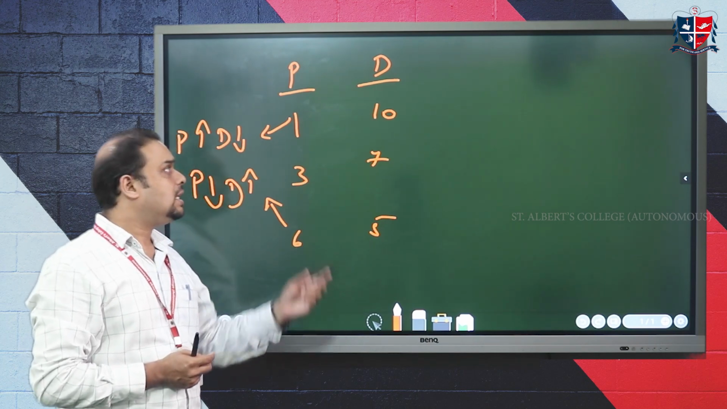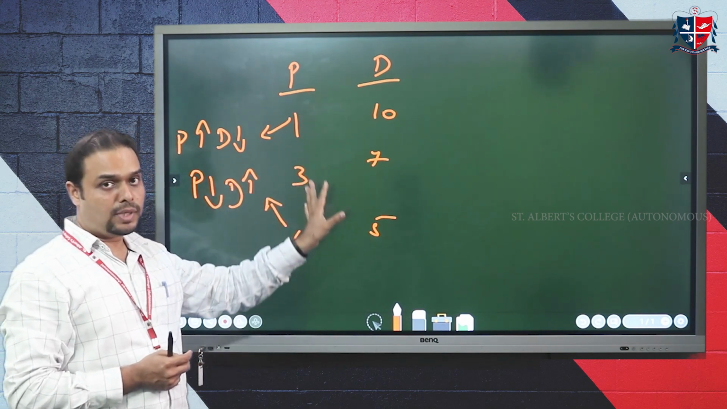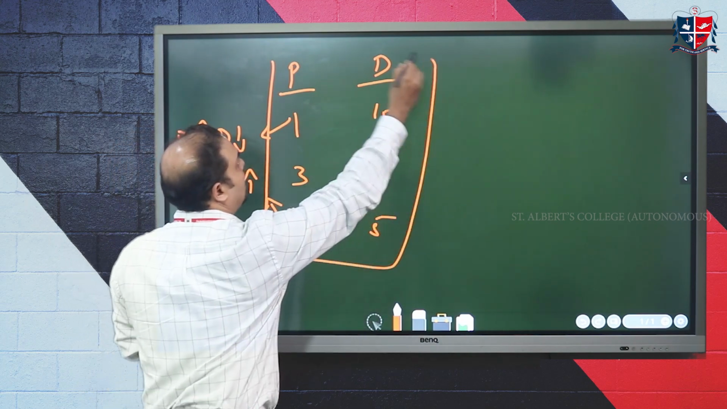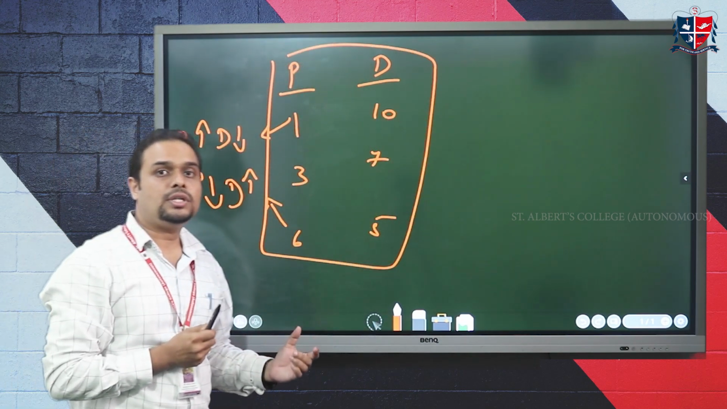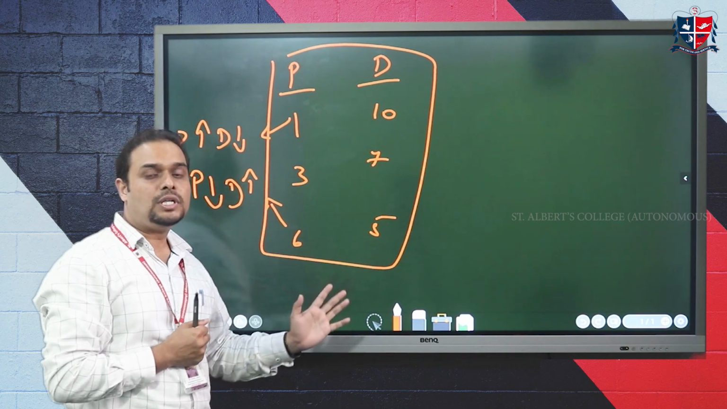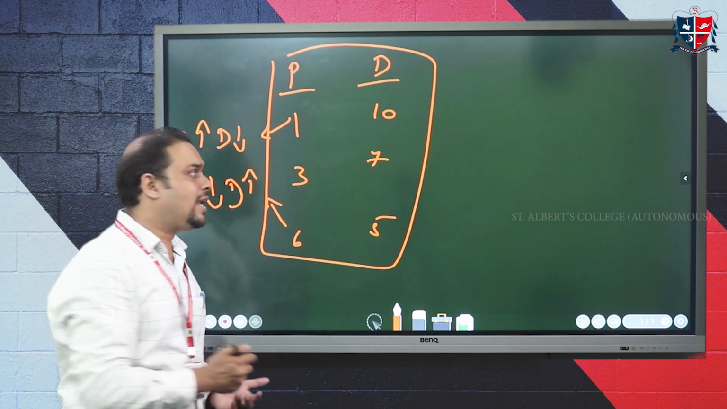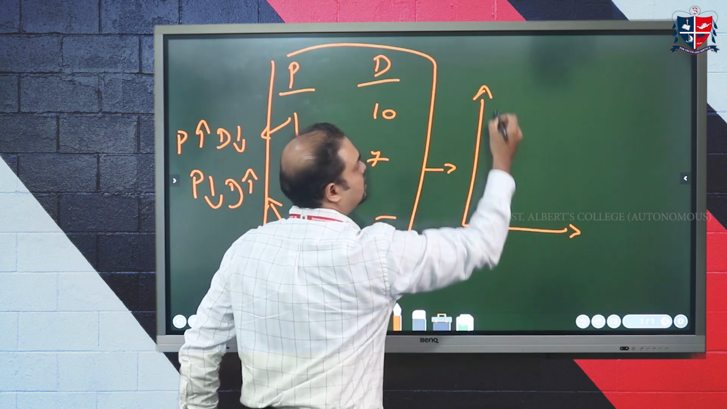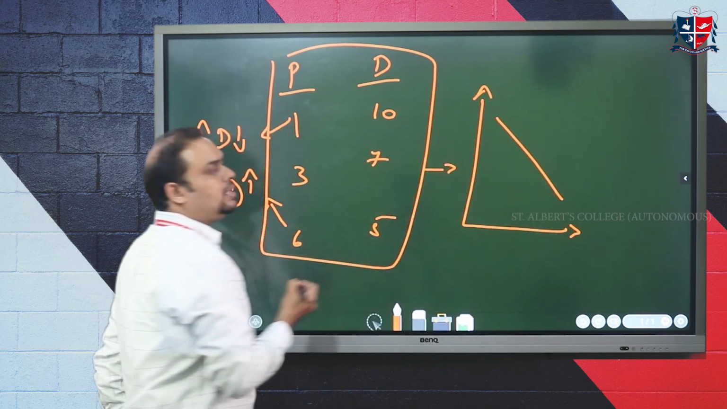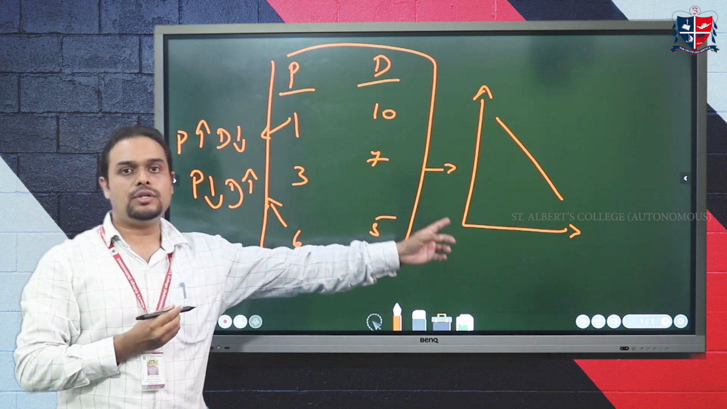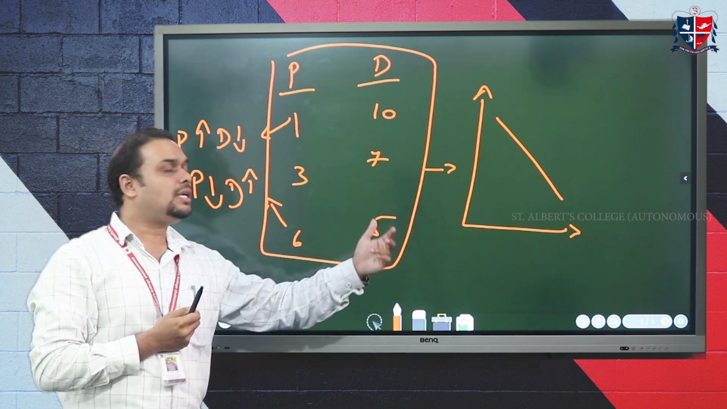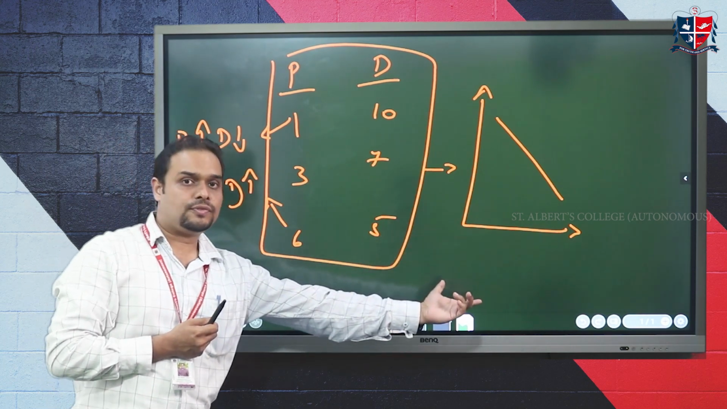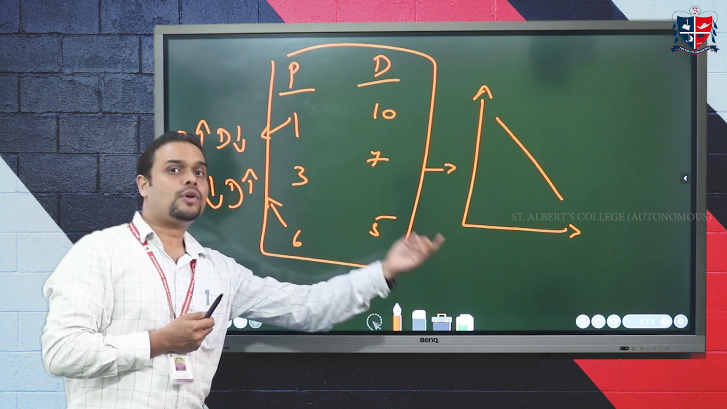Demand schedule means I've written the demand in terms of numbers in a tabular format. So this entire thing is in a tabular format. When I write this information in the format of a table, it is known as a demand schedule. Now when I convert the same data into this format, it is a demand curve. So this is a demand schedule and this is a demand curve. The demand curve is derived from the demand schedule.